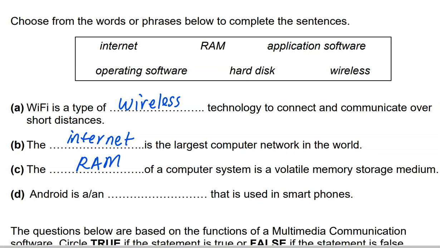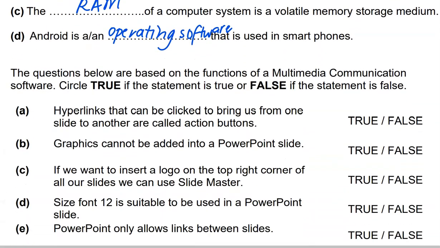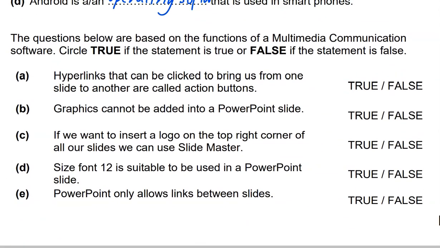Part D, Android is an operating system or software given in the helping words that is used in smartphones. Number 26. Circle true or false for multimedia communication software. Part A. Hyperlinks that can be clicked to bring us from one slide to another are called action buttons. This is true. Graphics cannot be added into PowerPoint. It's not true at all.